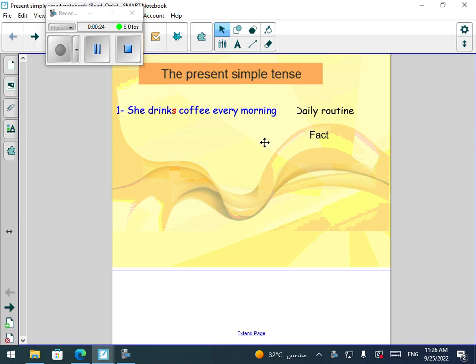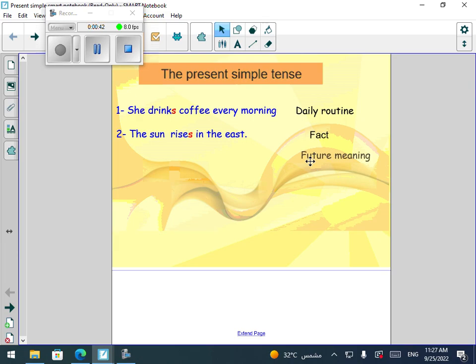Number two, if we are talking about a fact. Of course, we can never change a fact. For example, the sun rises in the east. Can we change this? Never. So we are using the present simple with facts.